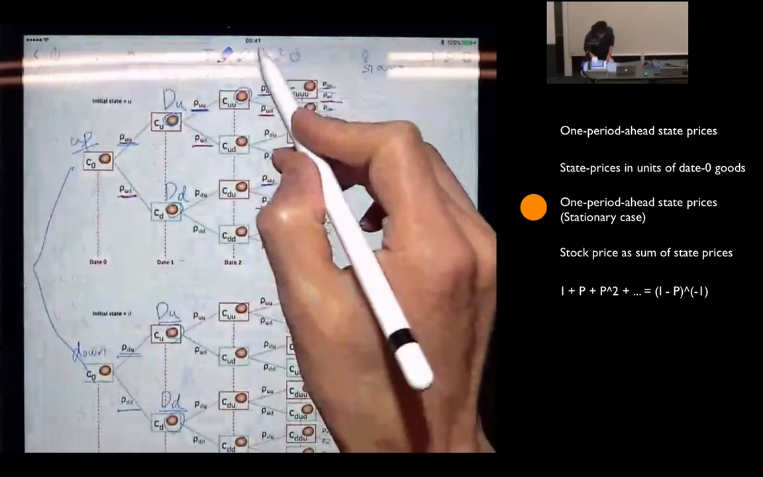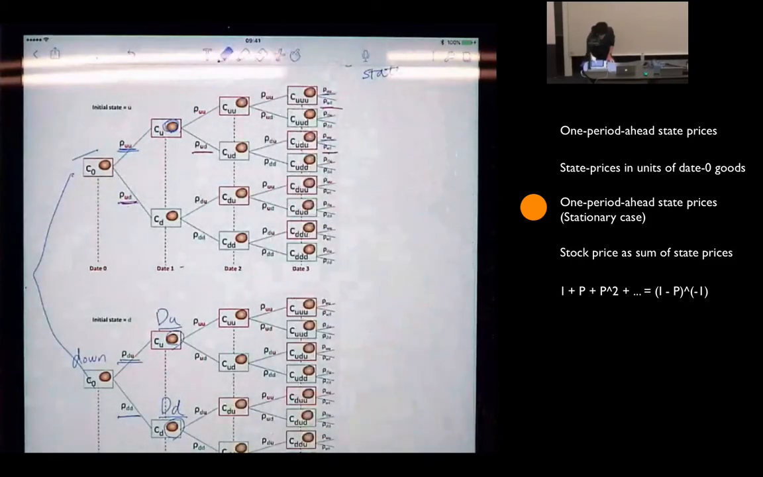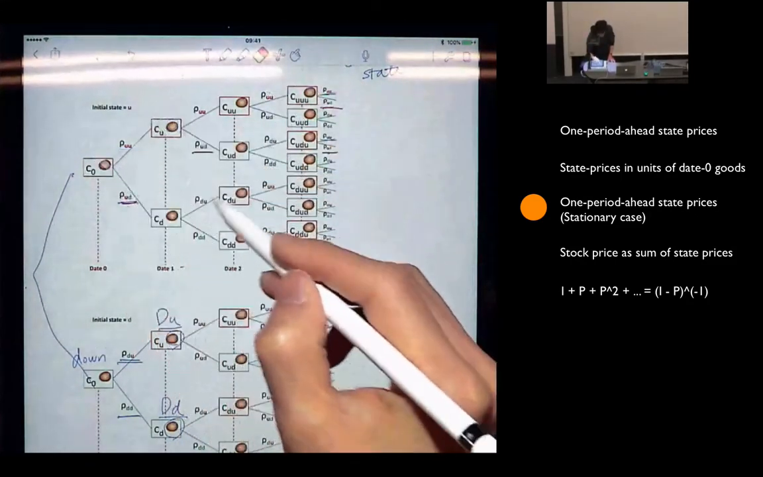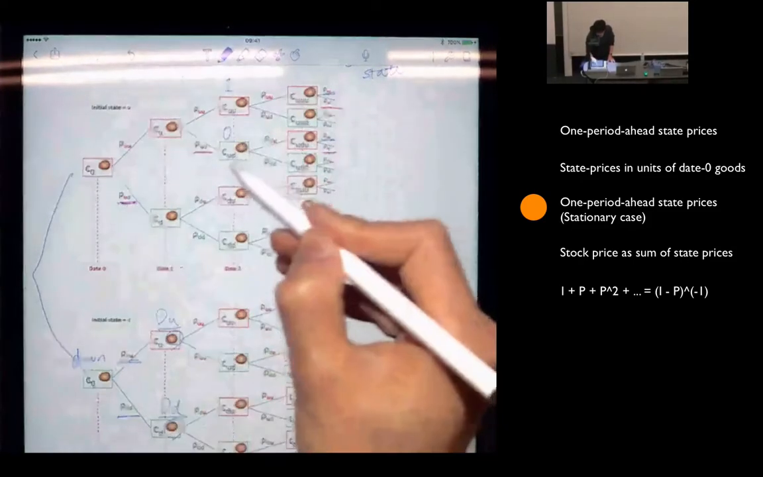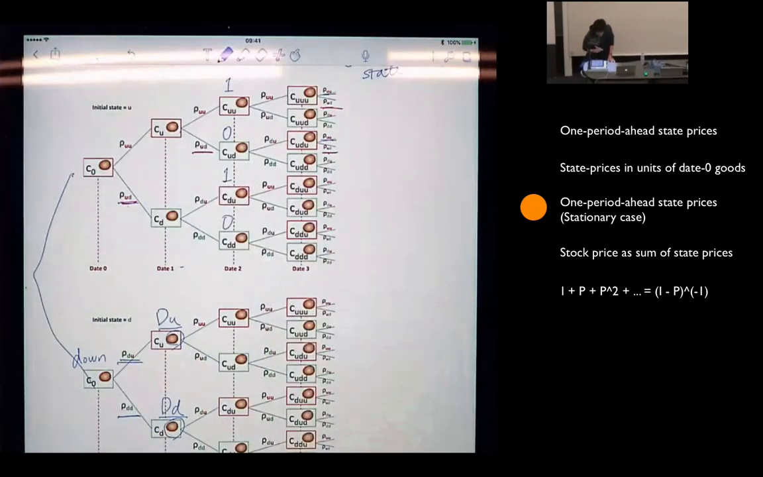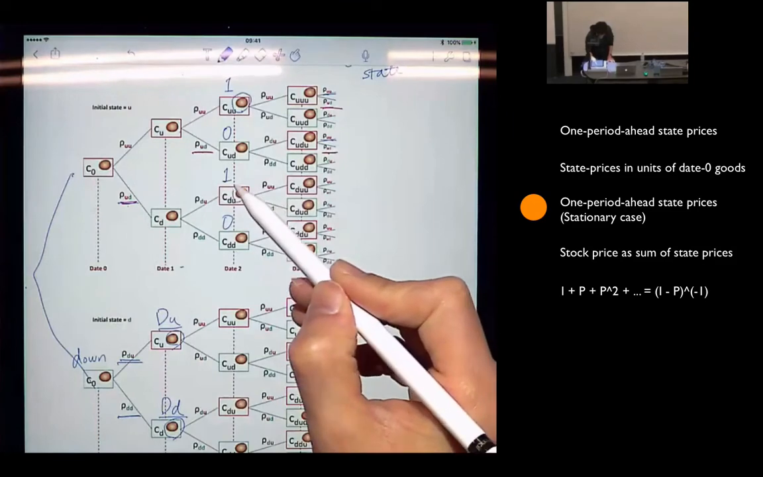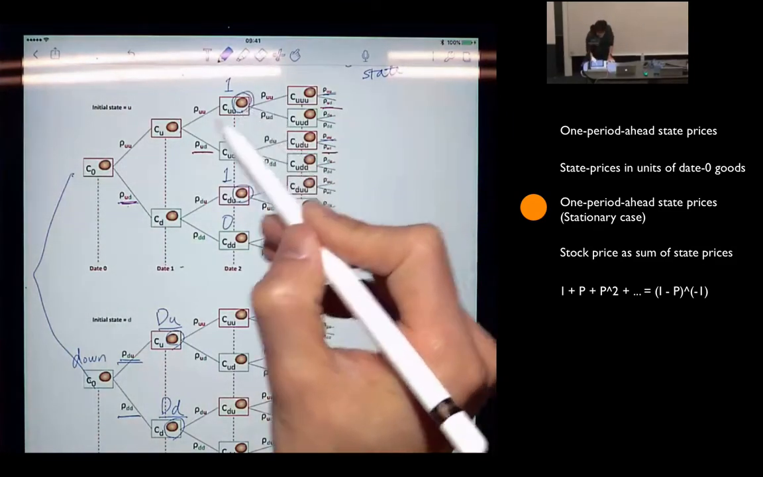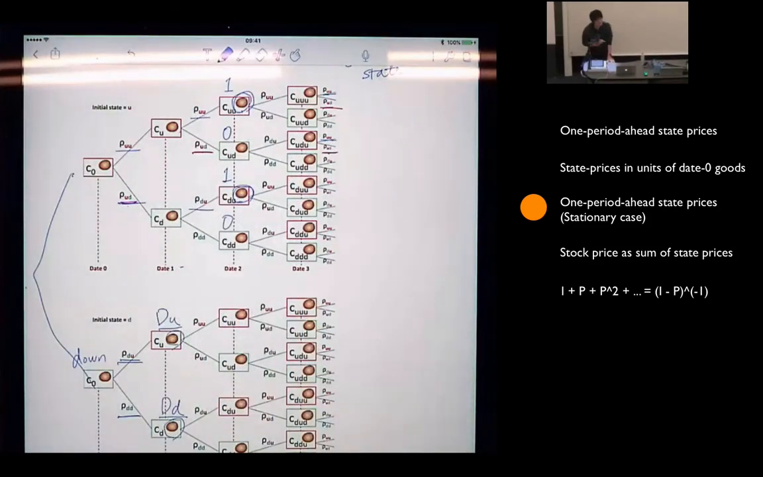This asset pays you one here, no potato here, one here, or no potato here at date 2. So this asset is the portfolio of 1 unit of this potato and 1 unit of this potato. The price of this potato is rho UU times rho UU. The price of this potato is rho UD times rho DU. And that's the answer to the first question. But the answer depends on the initial state.